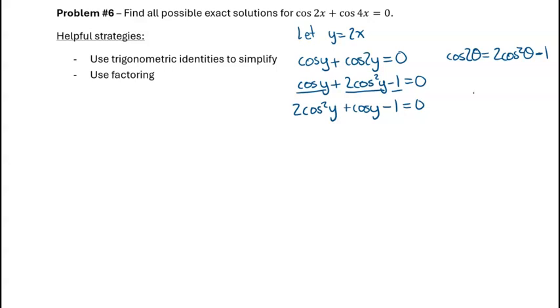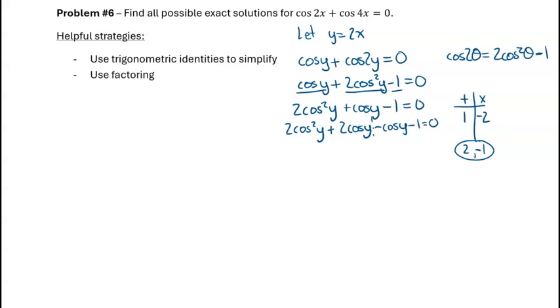And now I can factor that. Just as if I had 2x squared plus x minus 1. So two numbers that add to 1 and multiply to negative 2. We know that factors of 2 are 2 and 1. And the larger number has to be positive for it to add to a positive. So we get 2 and negative 1. So I'm going to write this as 2 cos squared y plus 2 cos y minus cos y minus 1 equals 0.